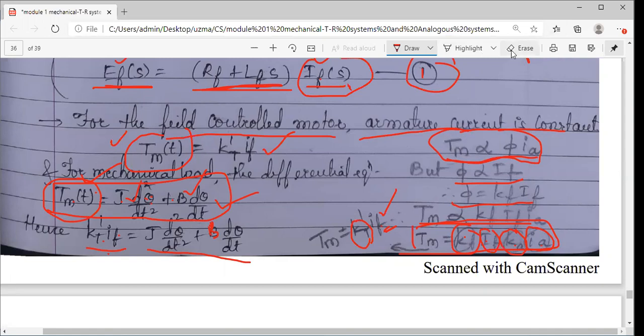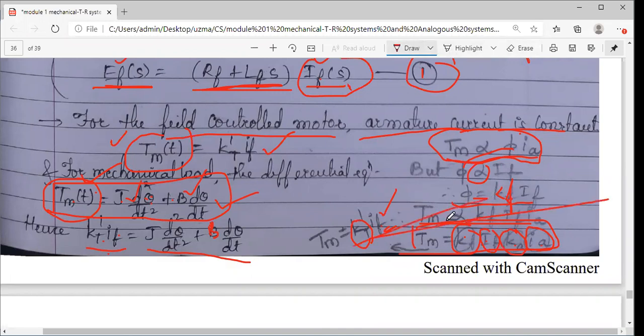From this basic concept, phi is directly proportional to IF. So phi is equal to, when the proportionality sign goes away and we equate, we have to add one proportionality constant. So I have taken Kf into IF. If you substitute this in the torque equation, what will I get? Tm is proportional to Kf IF IA.